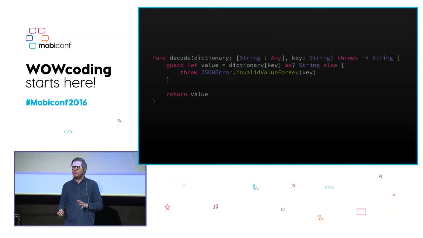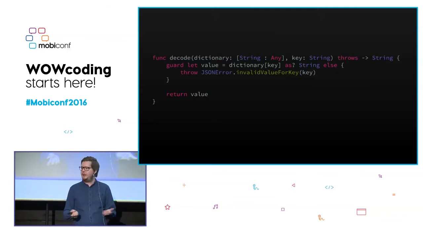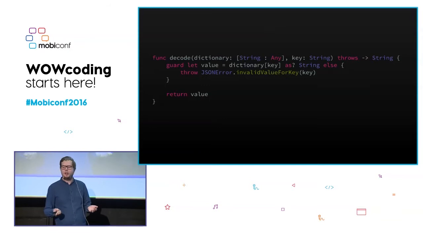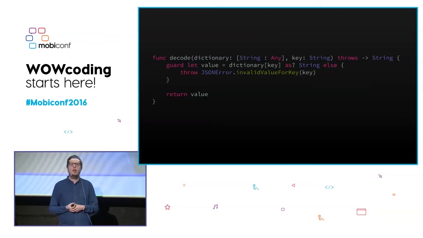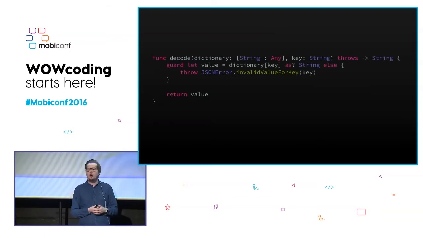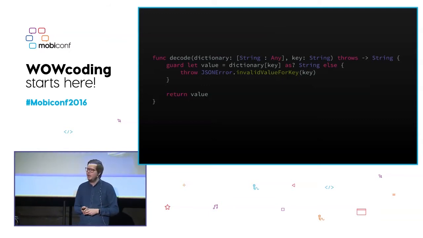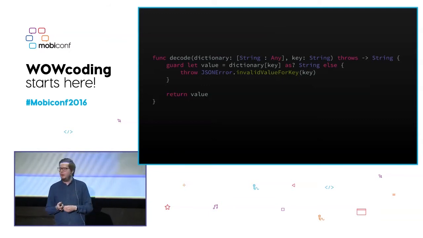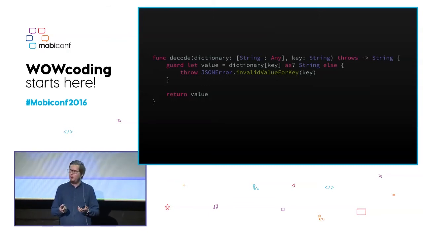I wrote a very simple decode function, just a global function that would take two arguments, the dictionary that I was decoding and the key that I wanted to decode. And it would also throw, just like my initializer before. I basically just took this guard let statement from the initializer and moved it into this function here. So it would have pretty much the same content. It would just check the dictionary for the type, throw if it was a mismatch, otherwise return the value.